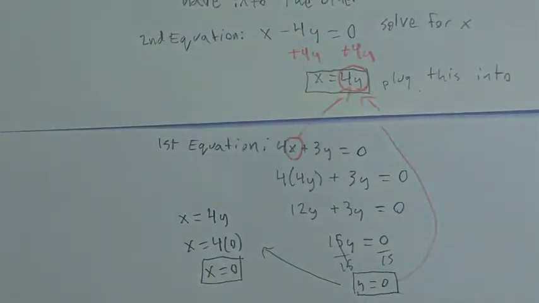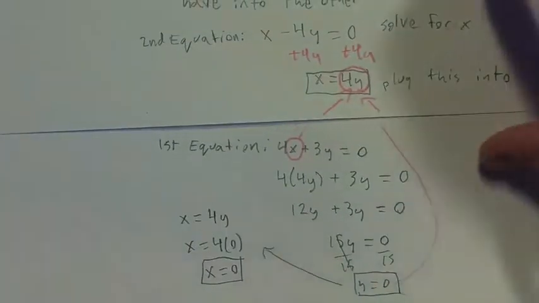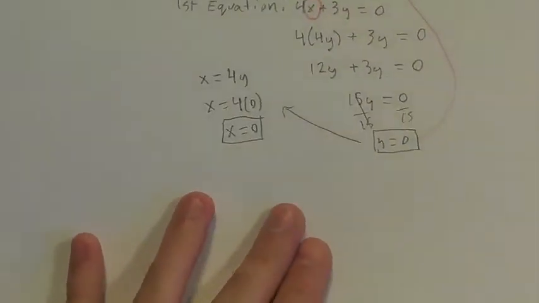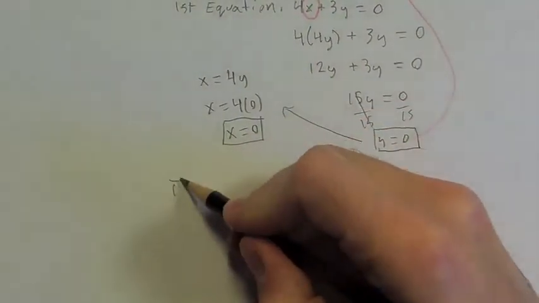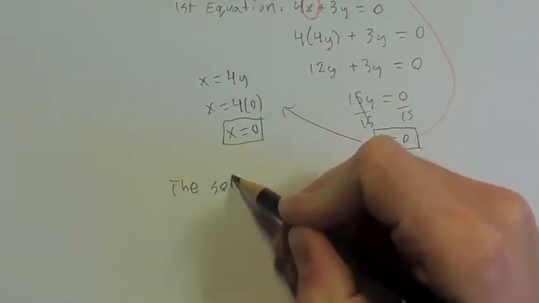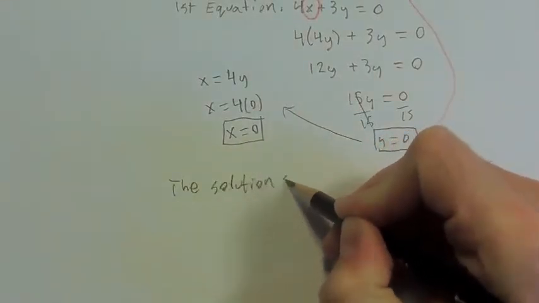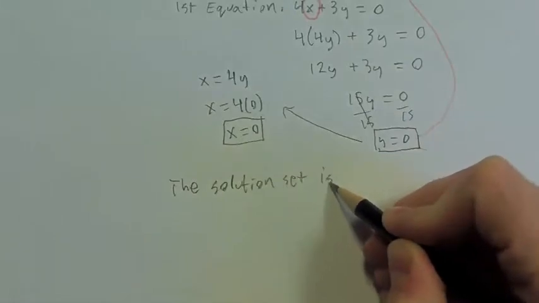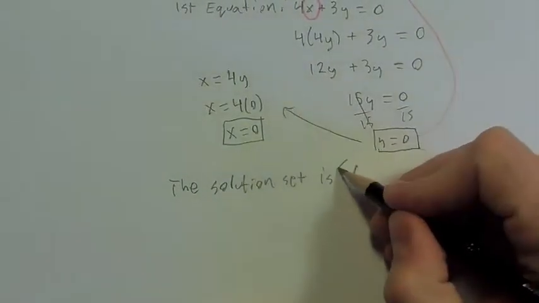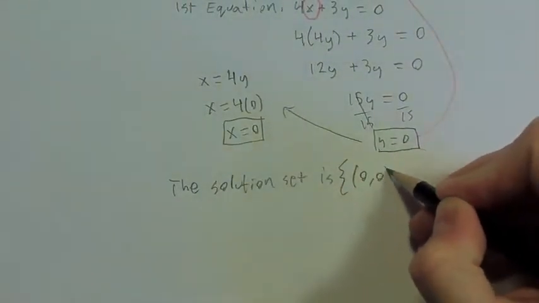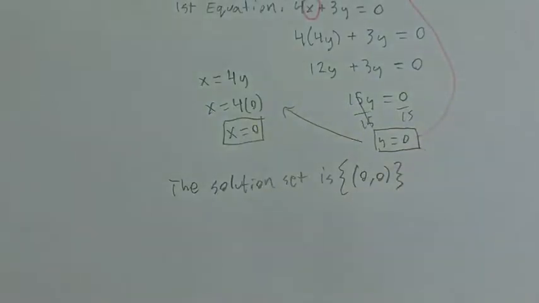Okay, so from here, when you write your solution, we'll say the solution set, we do that whole thing again. The solution set is, and we put it in brackets, the point (0, 0). Okay, and let me show you why this is a point.